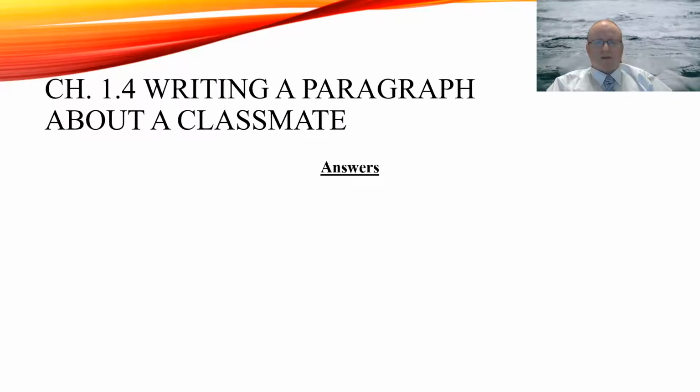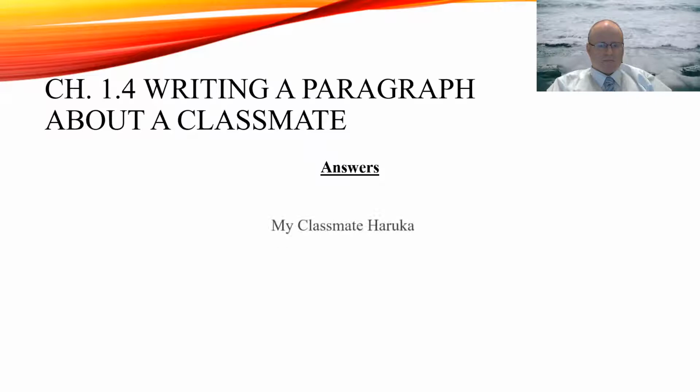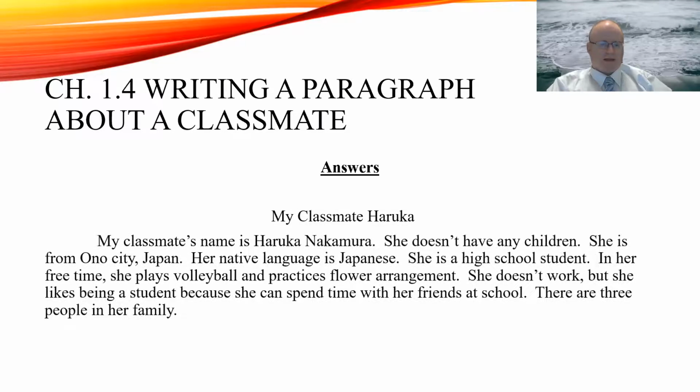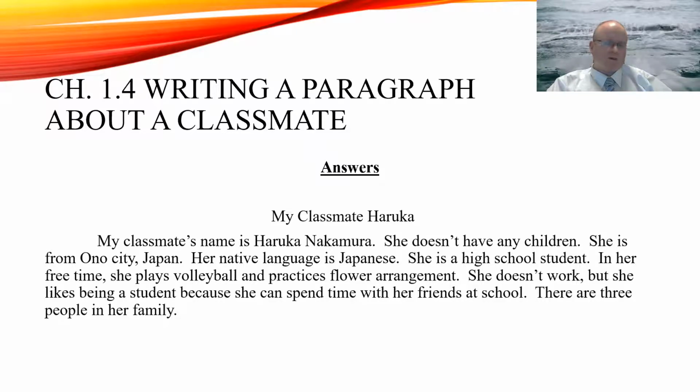Okay, after you've written your paragraph, this is what it should look like. We've got a title, my classmate Haruka. My classmate's name is Haruka Nakamura. She doesn't have any children. She's from Ono City, Japan. Her native language is Japanese.